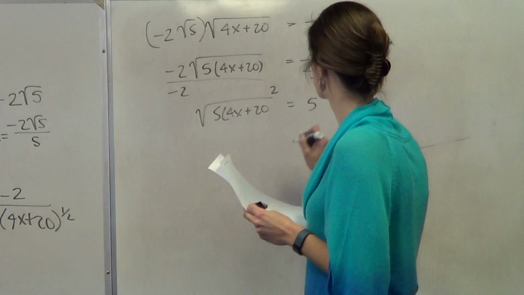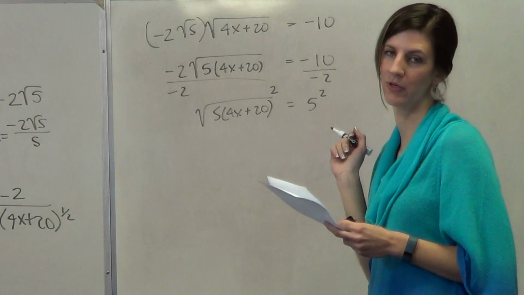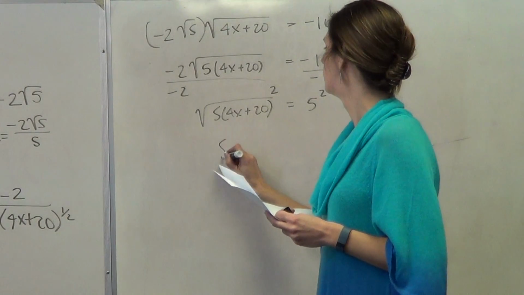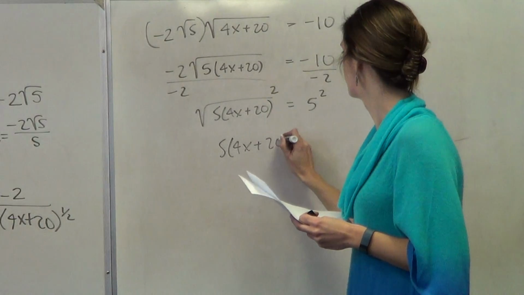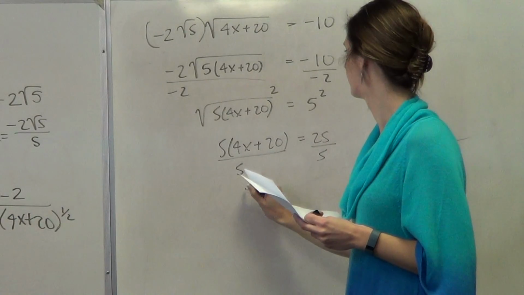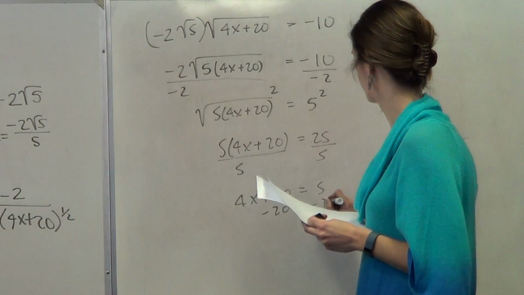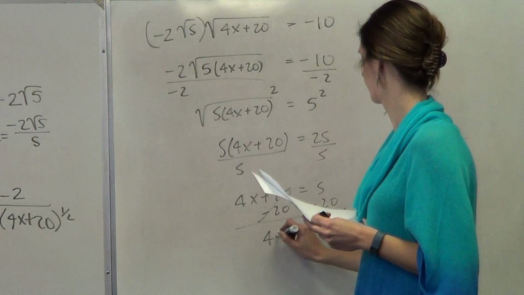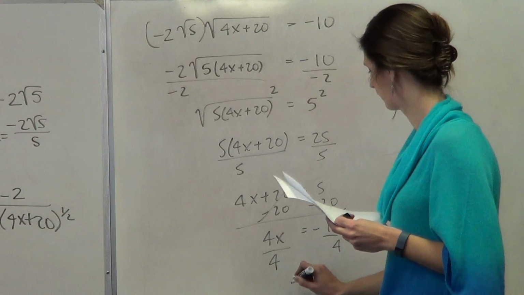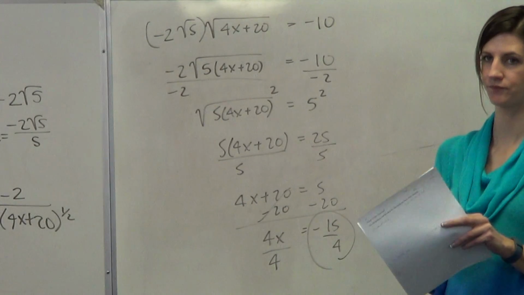How come there's a root over the 4x plus 20? Because I changed it, this is 1/2. It's still the same thing as the square root. I got -25/4. Okay, yeah, I got it.